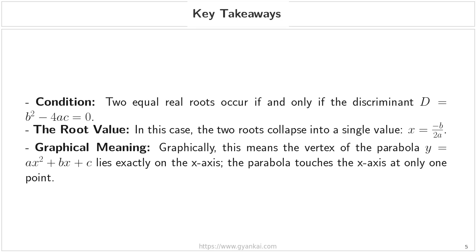Finally, I want you to visualize this graphically, as this is often the most helpful way to understand the concept. If you were to graph the parabola, y equals a x squared plus bx plus c, the fact that we have equal roots means the vertex of the parabola lies exactly on the x-axis. Rather than crossing through the axis at two different points, the parabola simply touches the x-axis at only one single point.